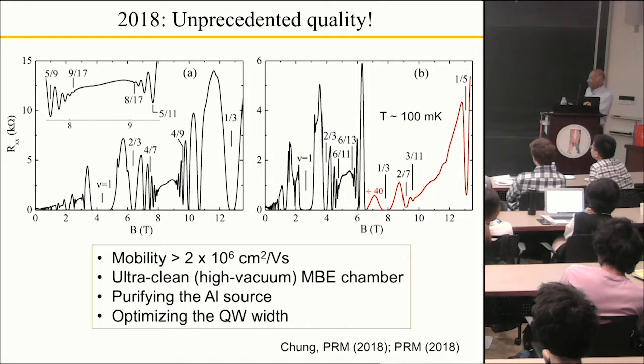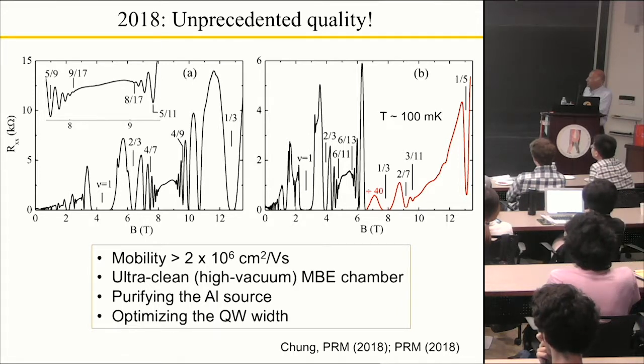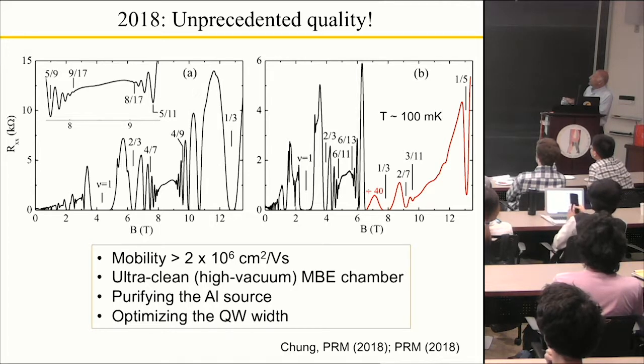So these are electrons in aluminum arsenide. And you notice these traces look just like gallium arsenide. It's amazing how many fractions you can see. You can even see an insulating phase near 1/5. This is 1/5 quantum Hall, and the red curve is divided by 40, so resistance is very high. If I didn't tell you that this is aluminum arsenide, you couldn't tell. It is almost as good quality.